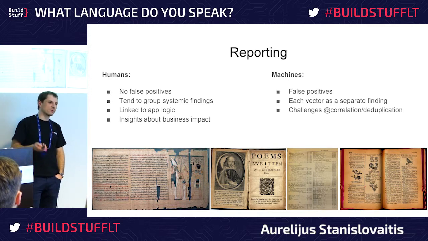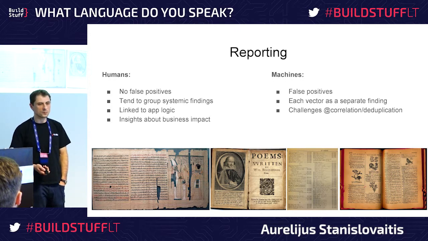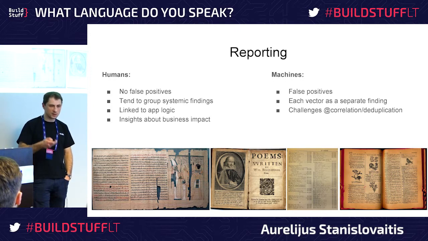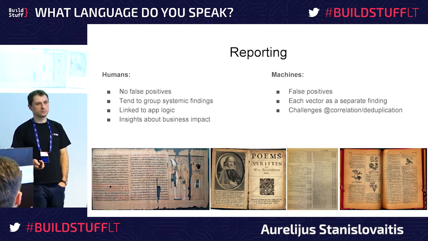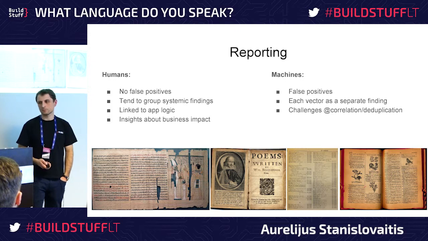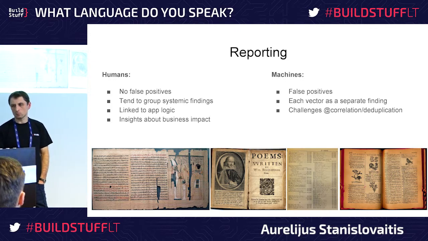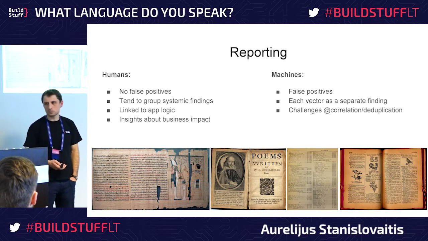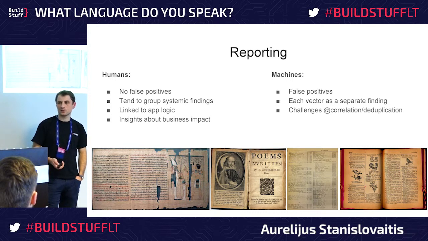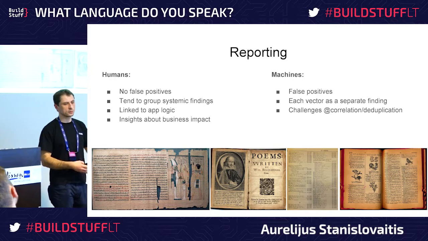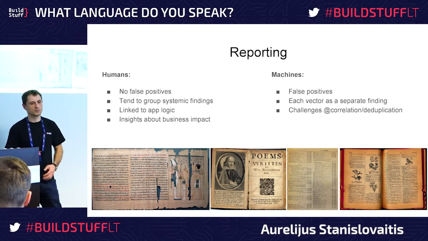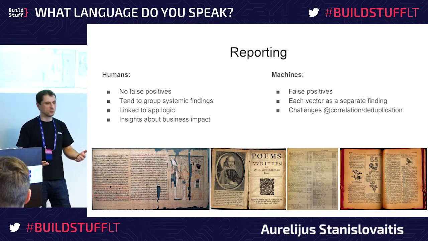And of course, humans may have more insight about application logic. Not only about application logic, but they can also sometimes understand business logic, business impact. With automated tools, if you use several of them, especially SAST and DAST, it might be difficult to deduplicate and correlate those findings. Because SAST tools look into source code, and DAST tools look into URLs. Quite often, probably most often, this is not trivial.